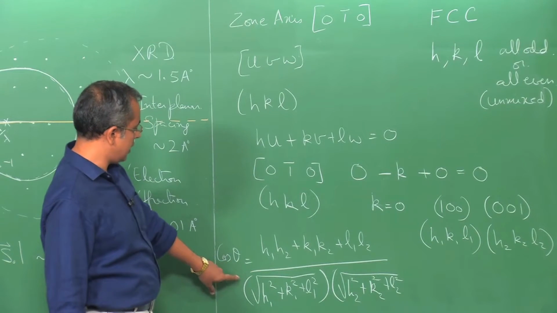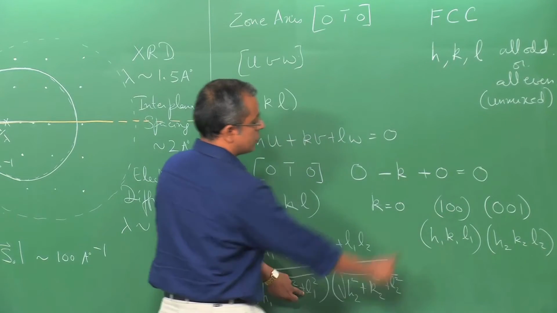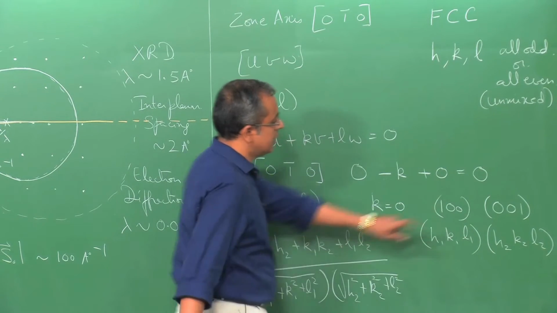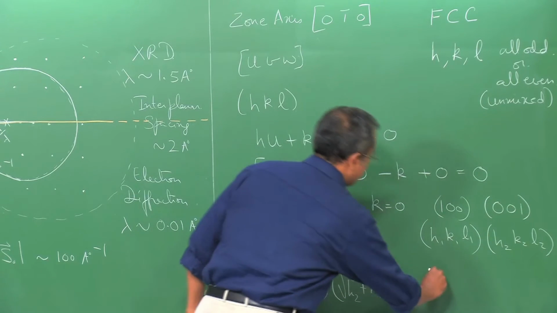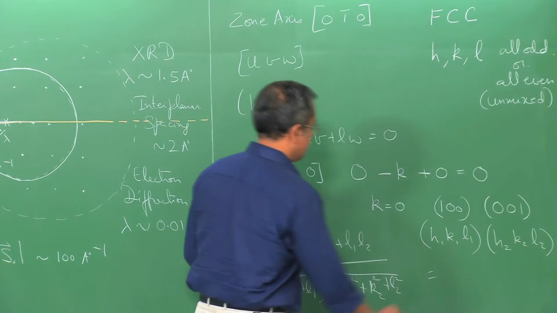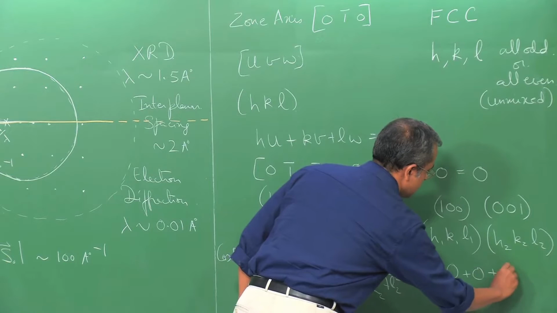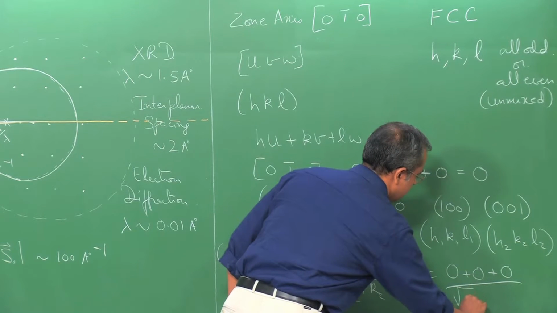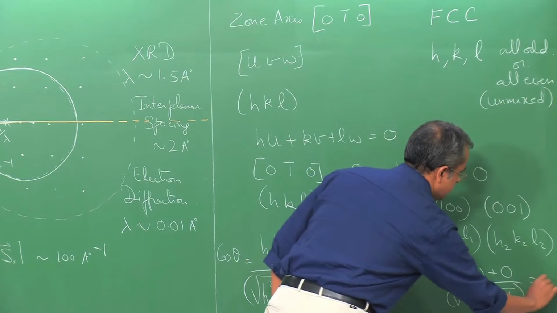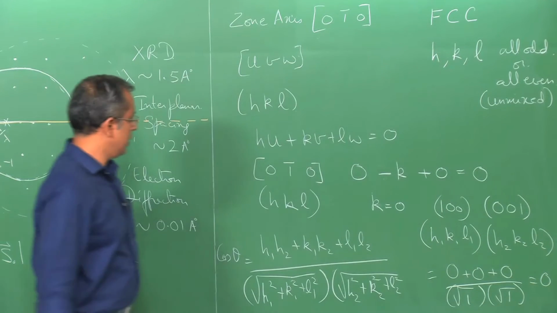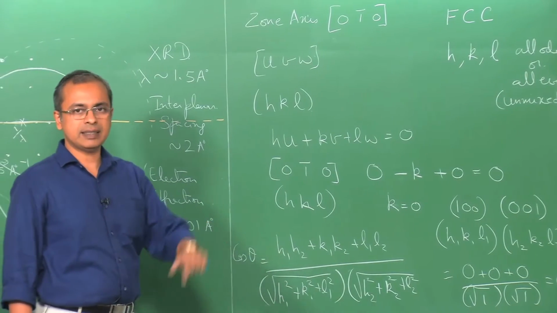So, if I just do this, H1 square plus K1 square plus L1 square, square root of that is simply 1. So, square root of 1 square plus 0 square plus 0 square, that is square root of 1, and 0 square plus 0 square plus 1 square, both are square root 1. So, I essentially have 0 plus 0 plus 0, over square root of 1 into square root of 1, equals 0. Therefore, the angle between those 2 vectors is 90 degrees. So, cos theta is 0, so therefore, theta is 90 degrees.